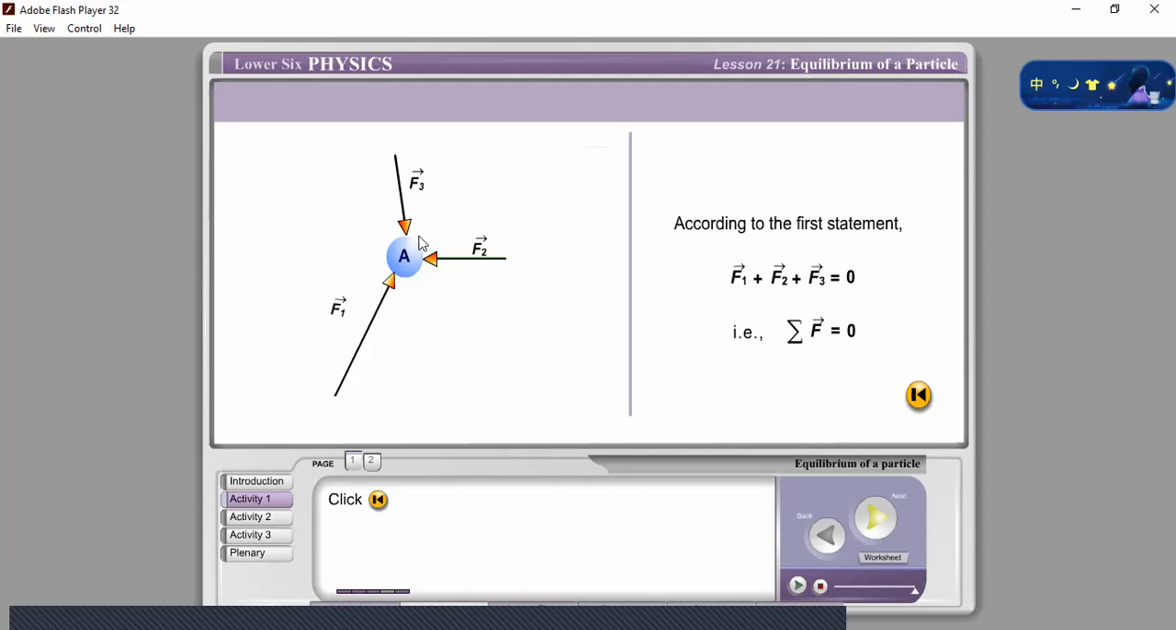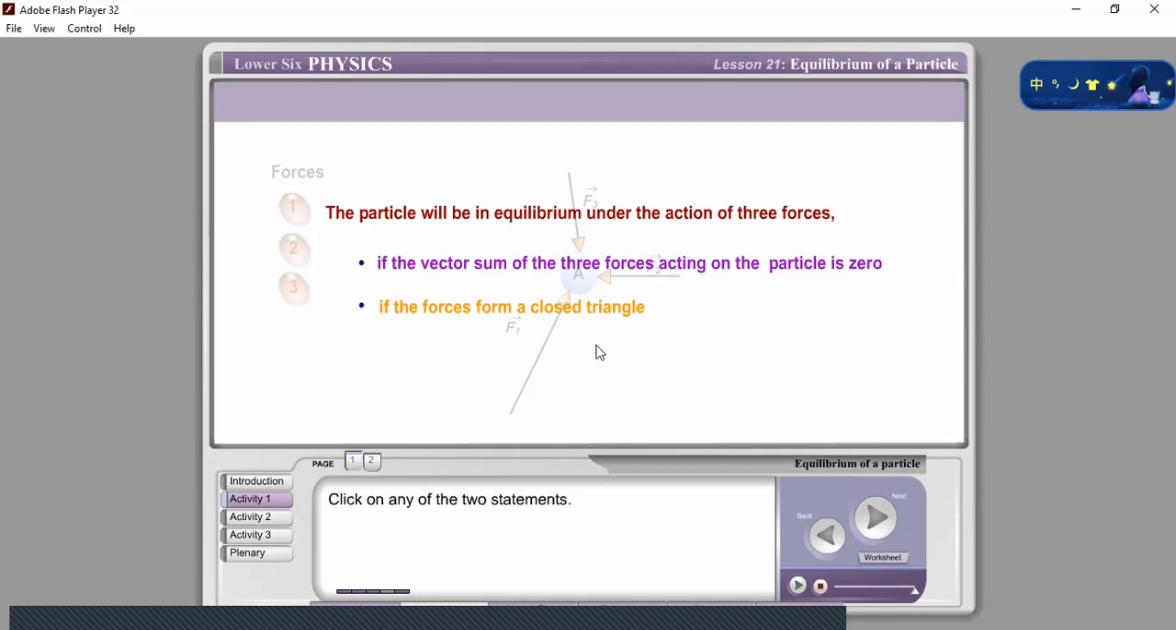From here, the particle A, or the object A, is acted on by three forces, F1, F2, and F3. F1, F2, and F3 are in different directions, but no matter how, we can conclude that the vector F1 plus the vector F2 and the vector F3 all together will be equal to 0. So the sum of the forces is equal to 0, and the forces form a closed triangle.